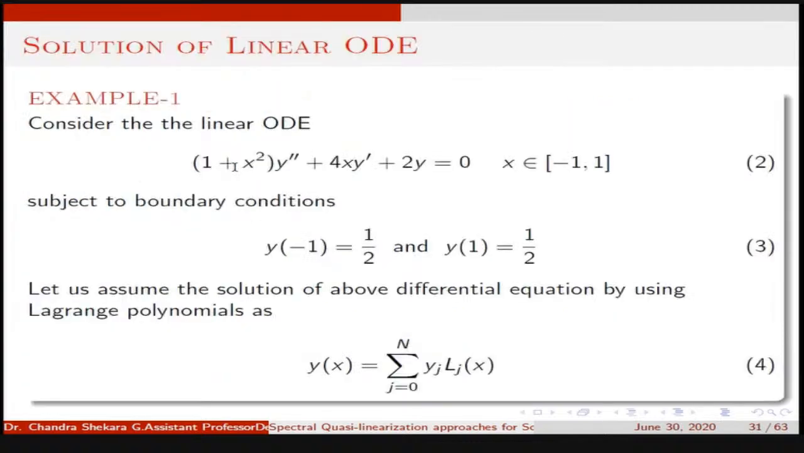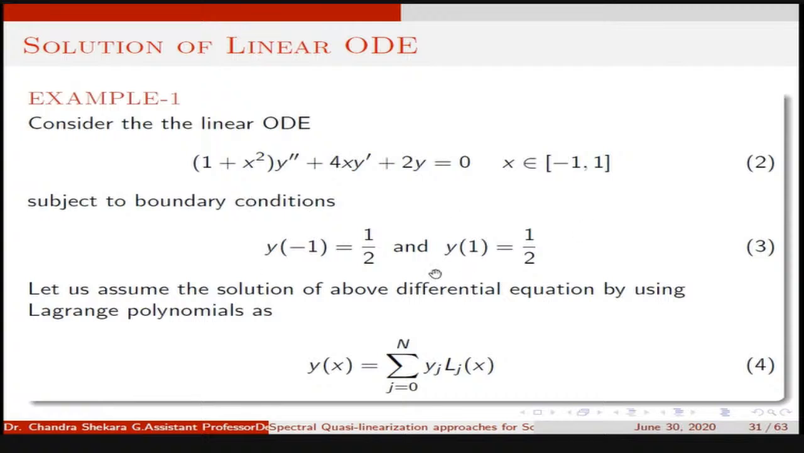To demonstrate this method, I've considered one linear ODE, and then I'll jump into the examples from fluid mechanics. Let us consider this variable coefficient linear differential equation: 1 plus x square into y double dash plus 4x y dash plus 2y equal to 0. The interval I've taken is minus 1 to 1 itself. Therefore, there is no need of changing from physical to computational or computational to physical. It's already in the Chebyshev domain.